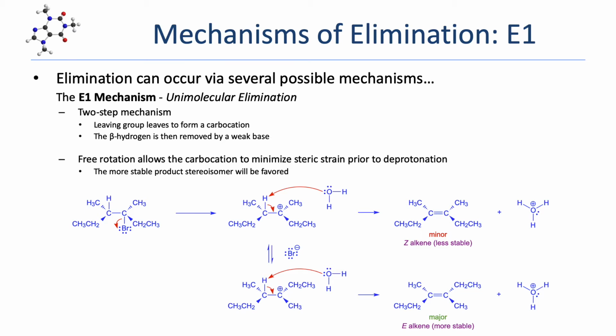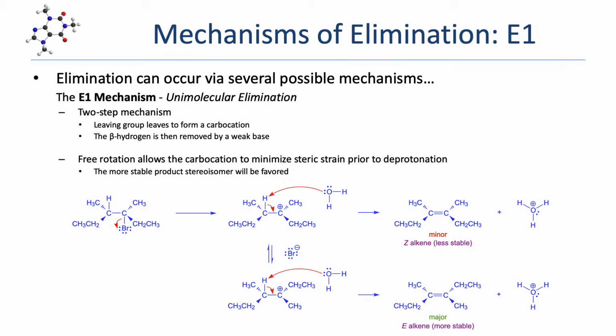After expulsion of the leaving group, removal of the beta hydrogen can only proceed when the C-H sigma bond is aligned in the same plane as the empty p orbital on the carbocation. This means that there are two possible conformations that can enable the removal of that beta hydrogen. So here, the top conformation places those two large ethyl groups pointing in the same direction. And that means that after removal of the beta hydrogen, those two ethyl groups will still be pointing in the same direction, in this case giving rise to a Z alkene.